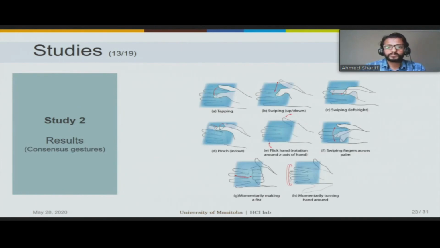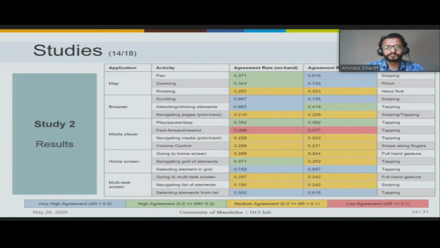The gestures that were generated were very similar to what we would see on smartphones, tapping and swiping. In addition to that, participants also proposed more hand gestures like flicking the hand or making a fist, for example, to go to the home screen. We also calculated what we call the agreement rate for elicitation studies, which was proposed by Wobbrock and colleagues in 2015.